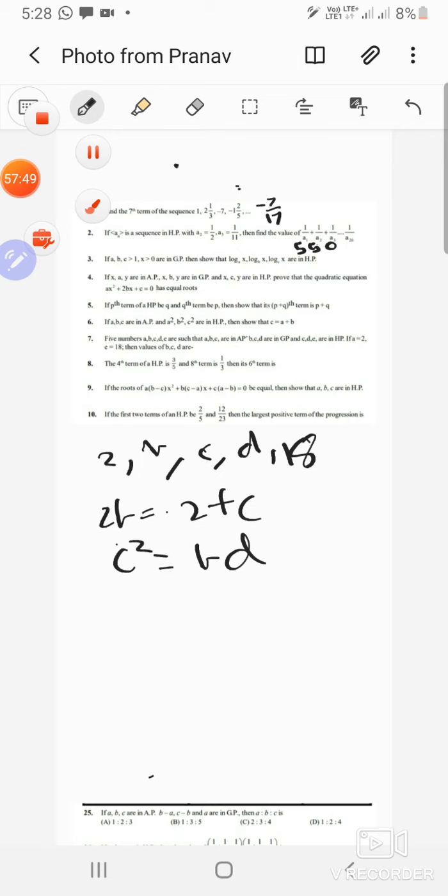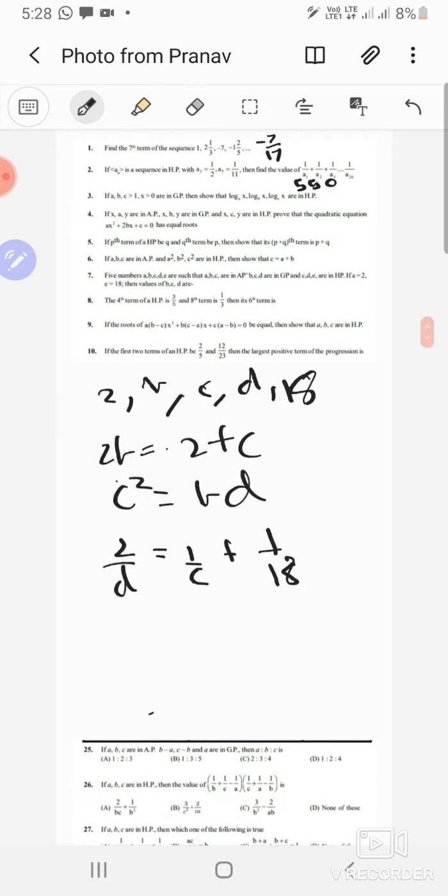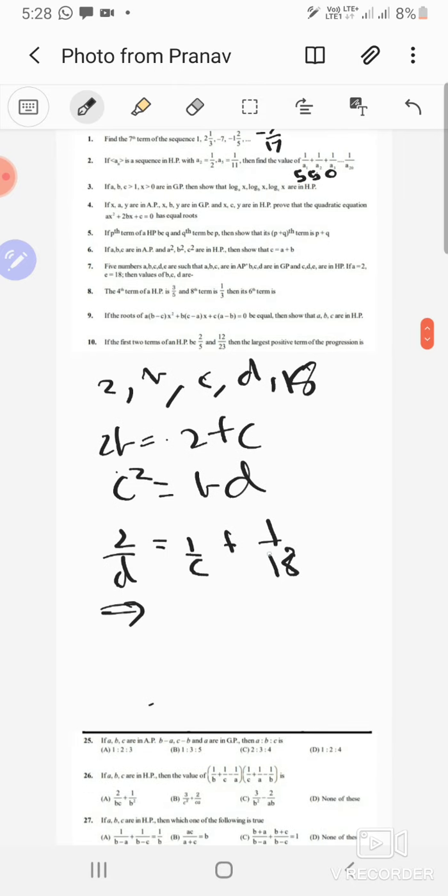Okay, and then you have c, d, e in HP, which means that 2 upon d equals 1 upon c plus 1 upon e. But in this case, 1 upon e is 1 upon 18. Just simplify this further. So that gives me (c plus 18) upon 18c equals 2 upon d. We have to find the value of b, c and d.